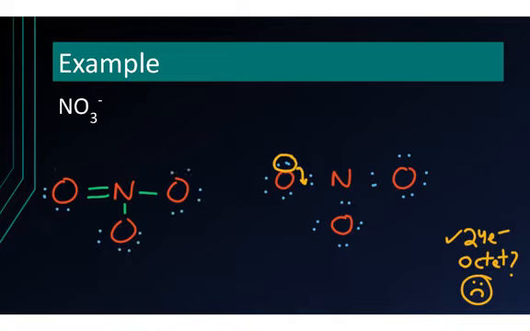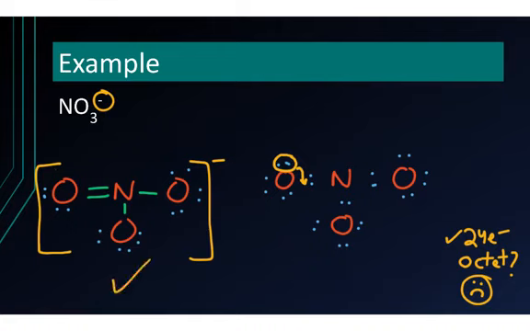And then I also have one extra thing to do. Hopefully you're thinking about it right now, but because this is an ion, I also have to put square brackets and the charge in the upper right-hand corner. So this is now my completed picture.